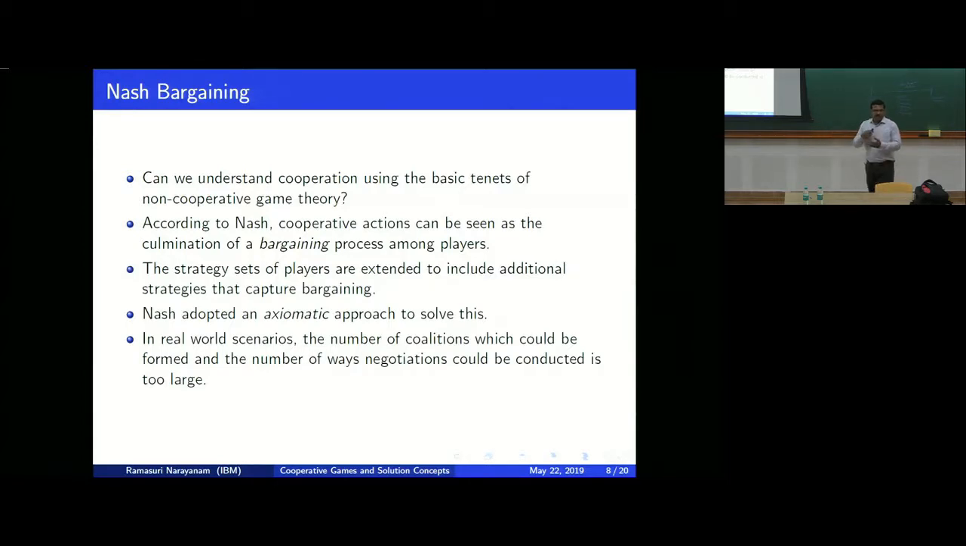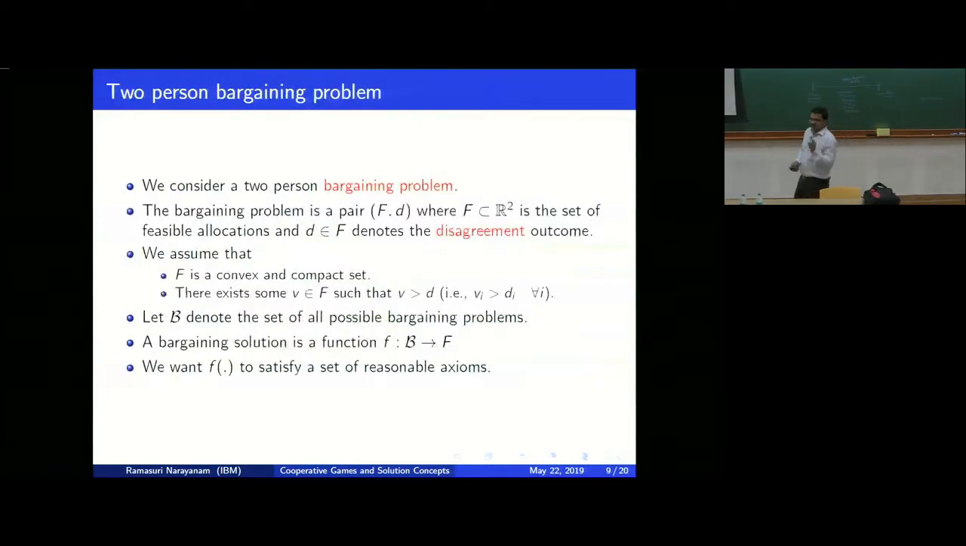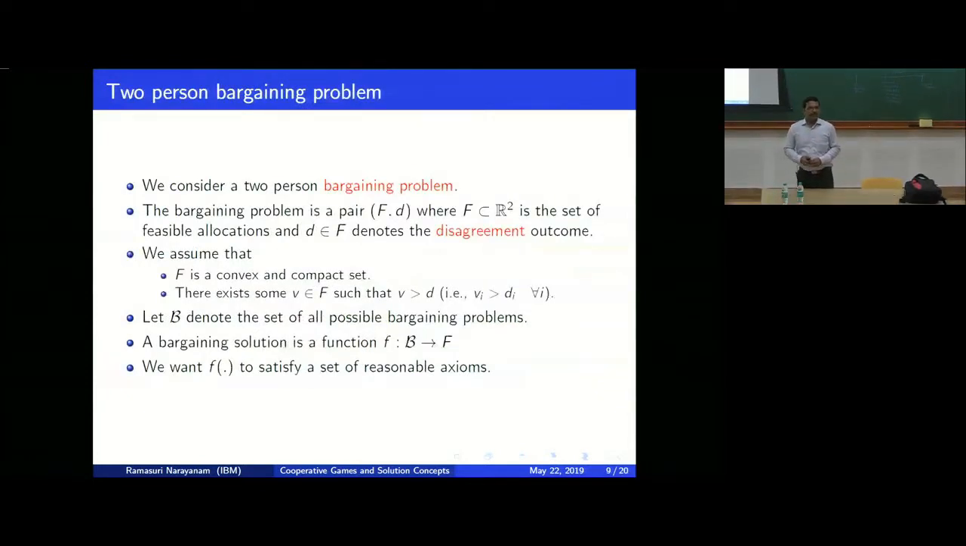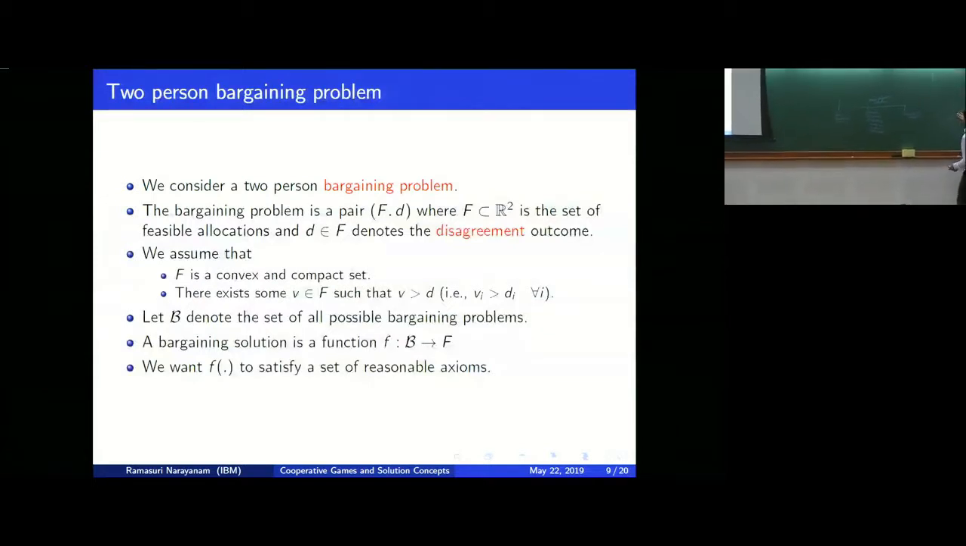We define the structure of such games with the help of a set of axioms. We will look into those things. So consider a two-player bargaining problem. Okay, we will define its structure and everything clearly. So a bargaining problem is a two-tuple (F, d). F is a subset of R², the set of all feasible allocations, and d belongs to F, denoting the disagreement outcome. So you can think of something like this, right?